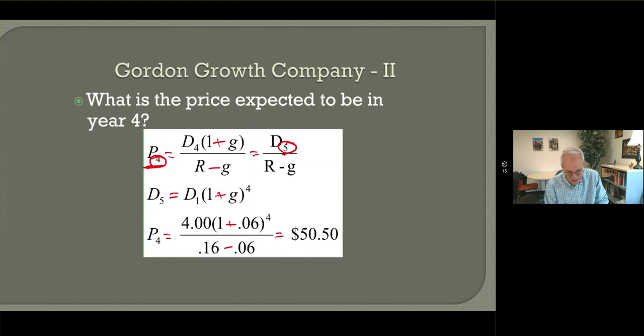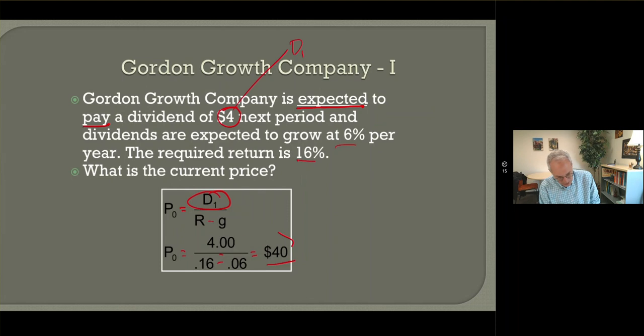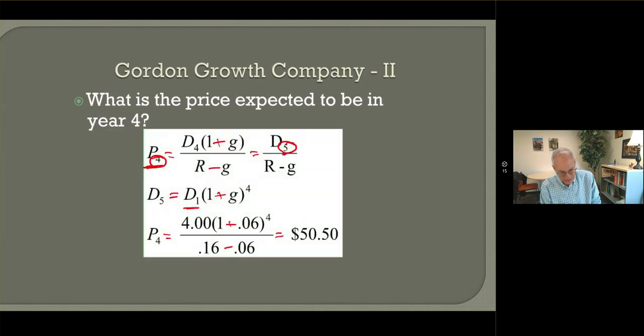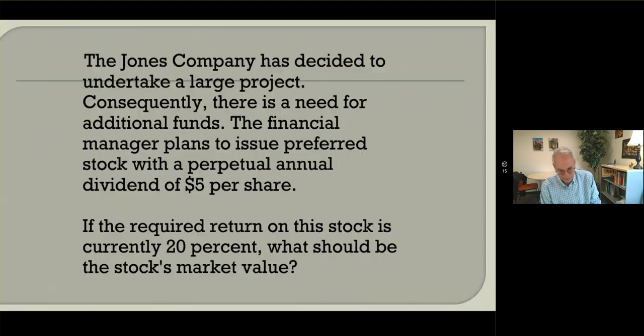So how could we figure out D of 5? Well, if we know dividend of year 1, because we have that back here, $4, that was given. And we multiply it by the growth rate to the power of 4, because we're going from year 1 to year 5. So it'd be 4 times 1.06 to the 4th. I'm not sure what that is off the top of my head. And then we divide it by the same 16 minus 6%, and we would get a price of $50.50. So that would be the price in year 4.